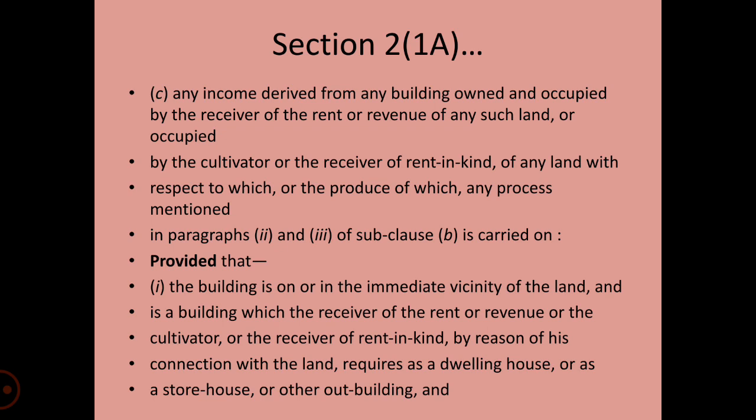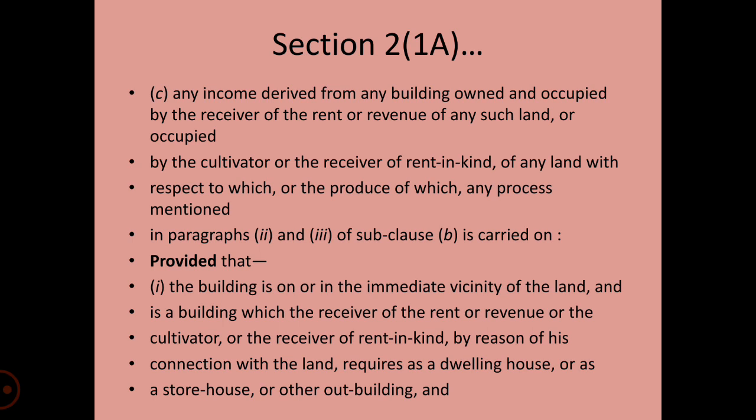Subclause 3. The sale by a cultivator or receiver of rent in kind of the produce raised or received by him in respect of which no process has been performed other than the process described in paragraph 2, which means the performance by a cultivator or receiver of rent in kind of any process ordinarily employed by the cultivator to render the produce raised or received by him fit to be taken to the market, so that the produce is fit to be sold.